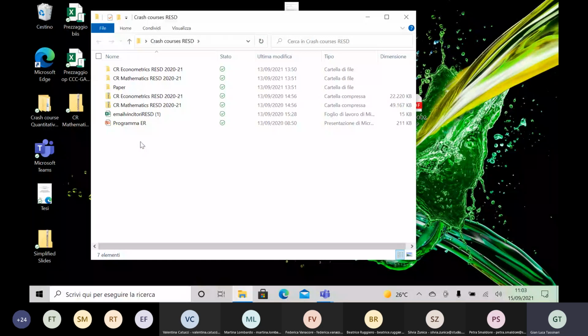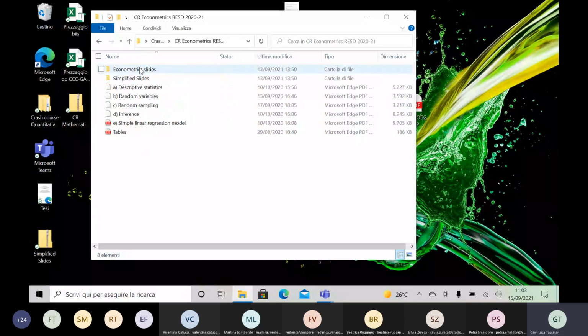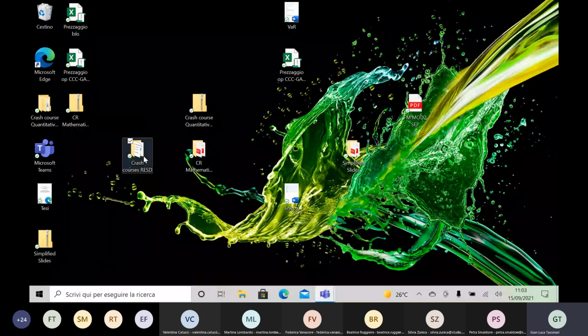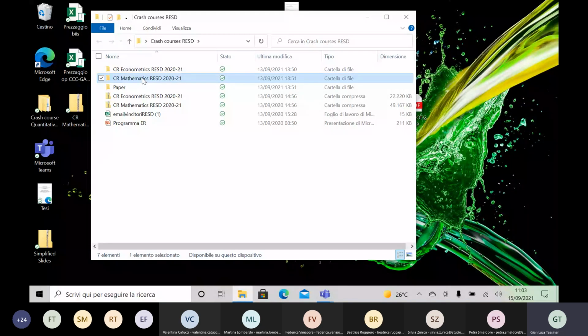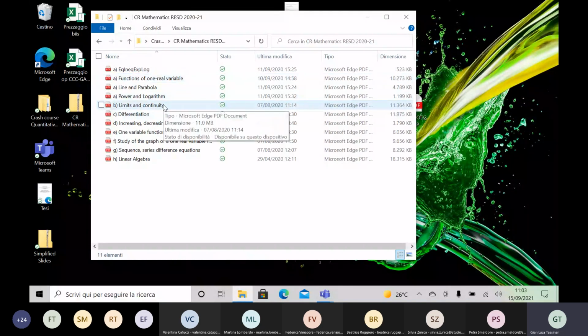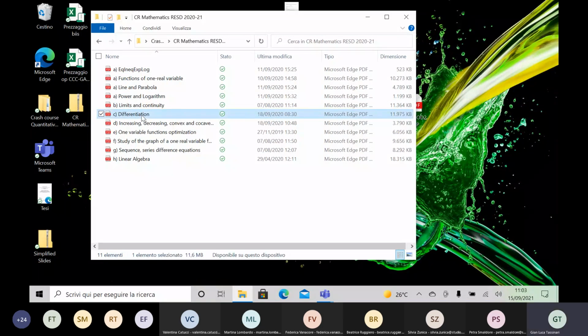Crash course RESD, mathematics. Let's skip limits and continuity because it's not my goal, but go instead to the one on differentiation, which is very, very important. So I suggest to open this file. Let me open it. And guys, now we start. Okay, wait a second. I close my window.